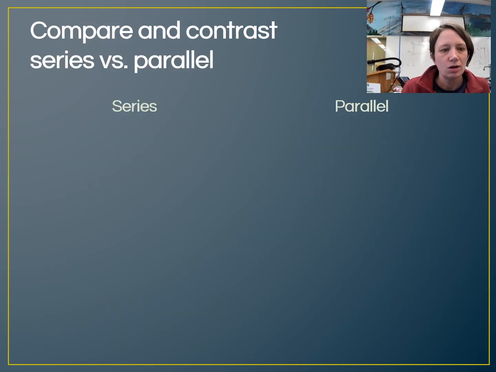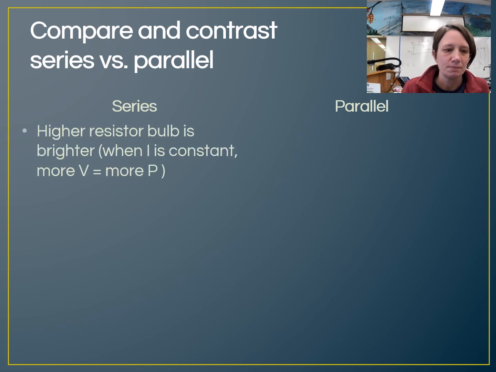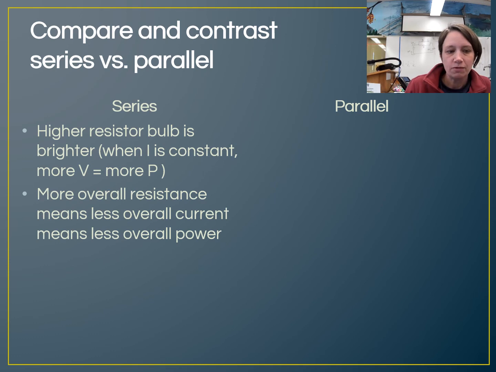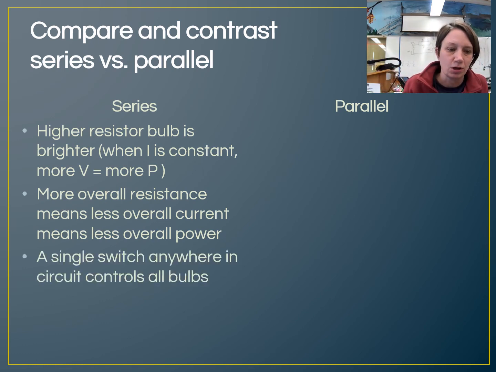I want to pause and do a little compare and contrast on series versus parallel circuits, which comes up a lot on these tests. In series circuits, you found that the higher resistor bulb was brighter, because when current was constant, more voltage made more power. You also found that there is more overall resistance in the circuit, which means less overall current and less overall power. We didn't really talk about the overall power value, but if you look back at your notes, you'll see there's a lot less overall power in my series circuit, even with the same bulbs and the same battery, than we see in the parallel circuit.